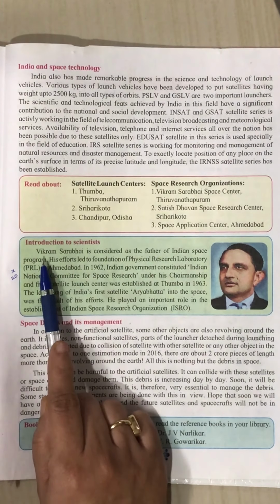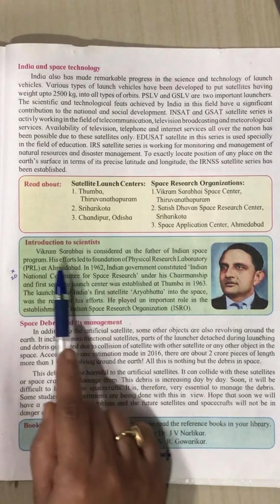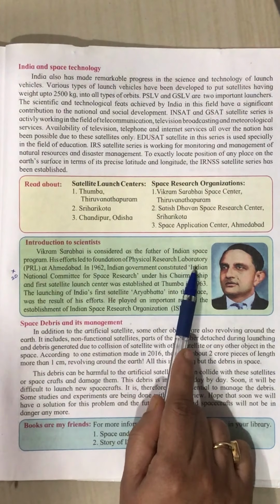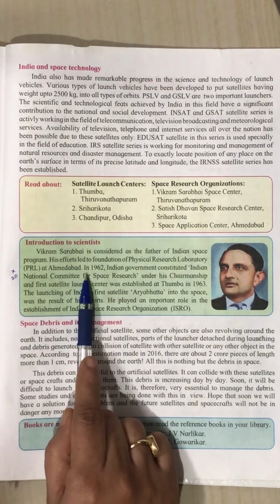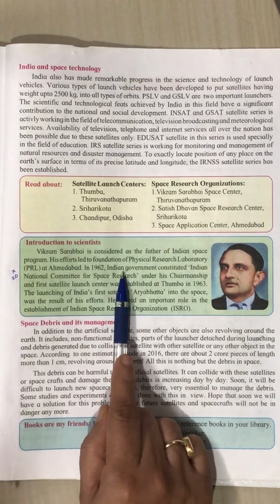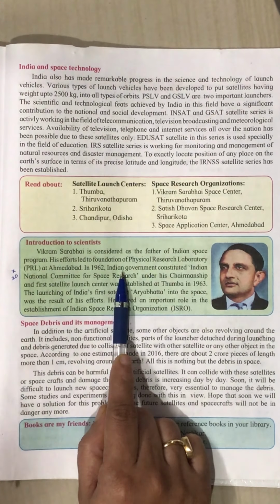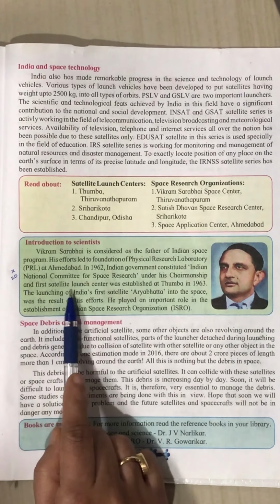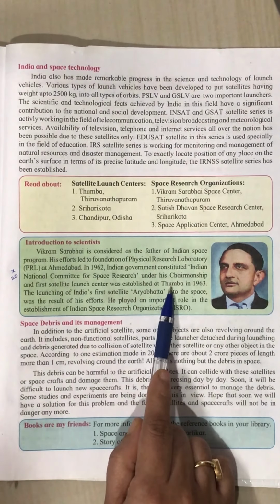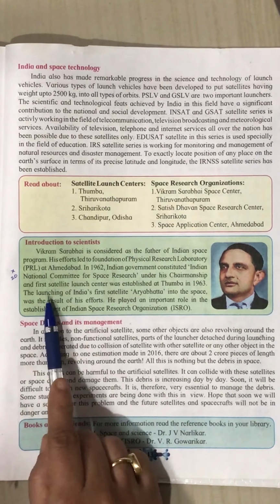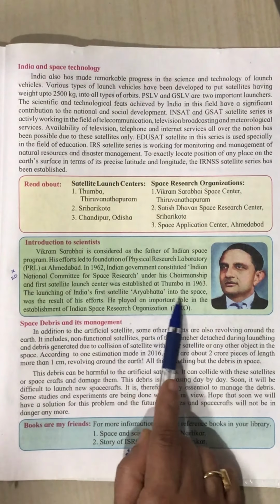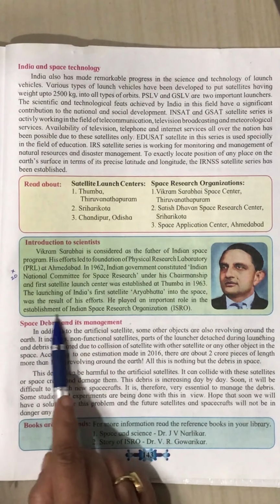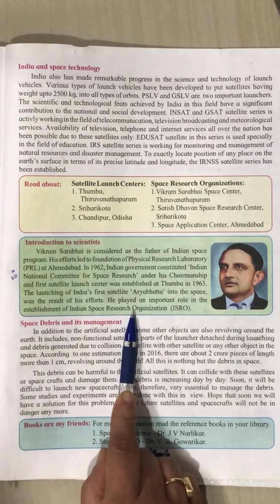Introduction to scientist. Vikram Sarabhai is considered the father of the Indian space program. His efforts led to the foundation of Physical Research Laboratory, PRL, at Ahmedabad in 1962. The Indian government constituted the Indian National Committee for Space Research under his chairmanship, and the first satellite launch center was established at Thumba in 1963. The launching of India's first satellite Aryabhatta into space was the result of his efforts. He played an important role in the establishment of the Indian Space Research Organization.